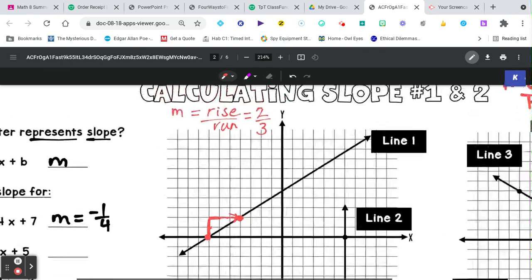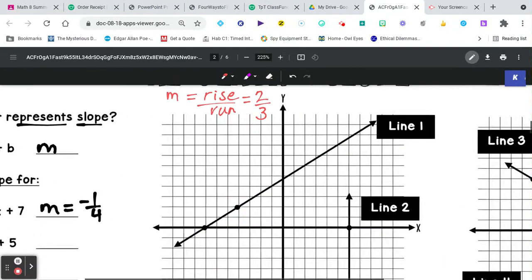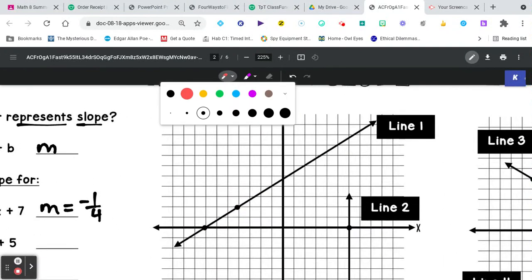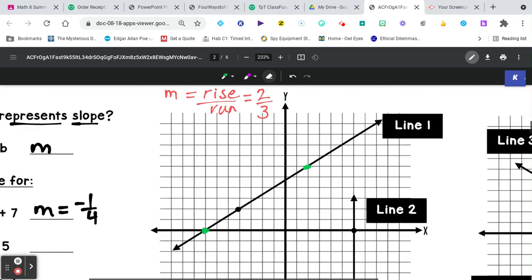Now I'm going to show you something. You did not have to choose those 2 points that they had given you. I could have chosen something else. You can choose any 2 points you want to, as long as you can read them. So I could have chosen that point, but I also could have chosen this point because I can read it. That's to the right 2 and up 1, 2, 3, 4, 5, 6. That's 2, 6. So I could have chosen that one too. So you don't have to pick the ones that they give you.